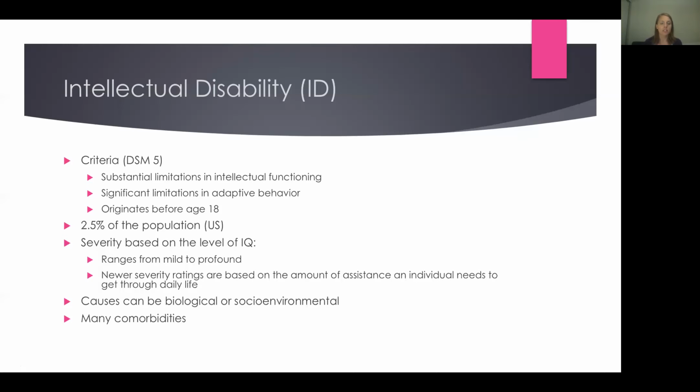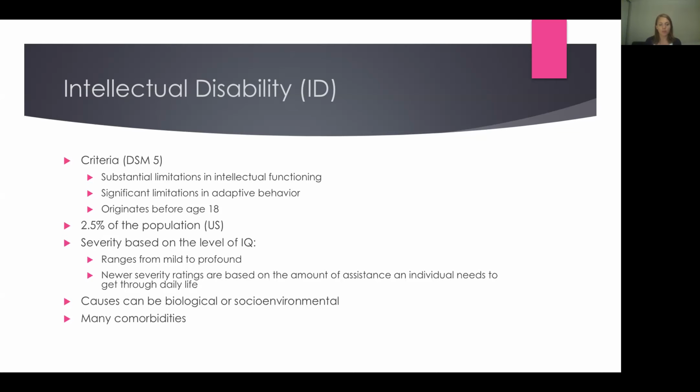So what is ID? We use the Psychological and Psychiatric Diagnostic Handbook, the DSM-5, to diagnose ID. And not we, I just mean we in general. It would typically be a psychologist or a psychiatrist or a team who would diagnose this condition. The requirements are substantial limitations in intellectual functioning and adaptive behavior, and this has to occur before the child turns 18, so sometime in childhood. And for many, many kids, this is something that they are dealing with from the time that they're born.